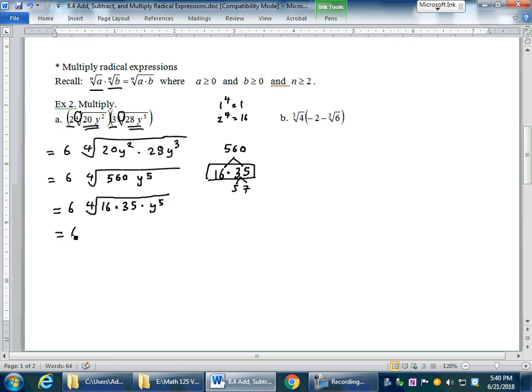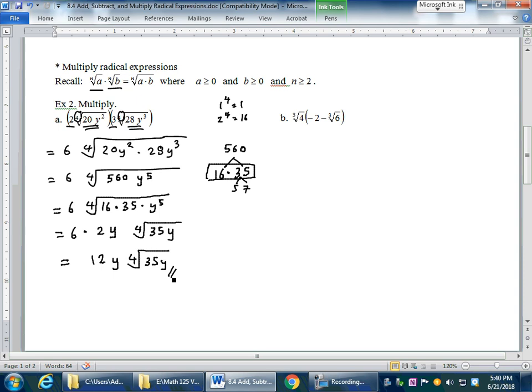And using the product property, 4th root of 16 is 2. So inside the 4th root, it will be left with 35. For the variable y, the exponent is 5, so therefore 4 goes into 5 one time, so y comes out. The remainder is 1, so y stays inside. And now the final answer will be 12y, 4th root of 35y. So this is 1 term times 1 term.